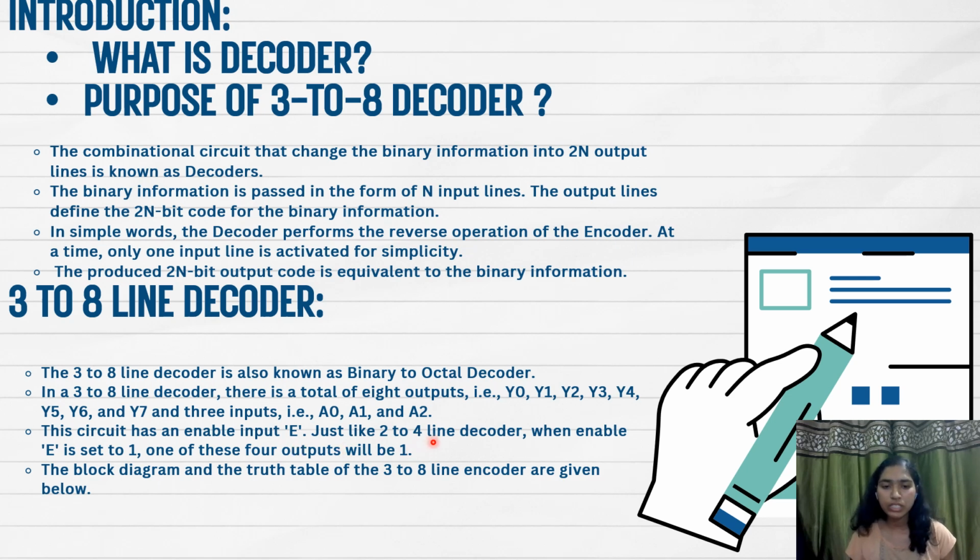Just like if you have studied previously about 2 to 4 line decoder, here we are using the enable E, and if it is set to 1, then one of these 4 outputs will be 1. The same way 3 to 8 decoder also works. If enable E is set, then we will get one of the 8 outputs that will be 1.